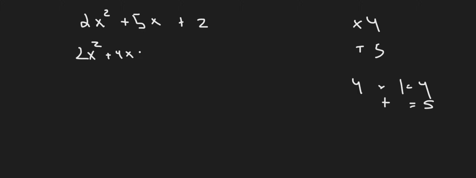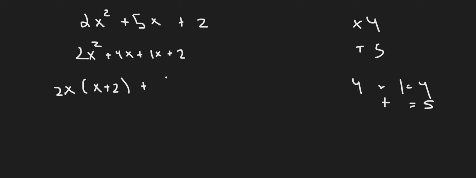Well, 4 times 1 is 4 and 4 plus 1 is 5. So we know 4 is that. And instead of writing it down in brackets, we write it like this. So this is a step before that. We factor by grouping. So 2x squared plus 4x plus x plus 2.